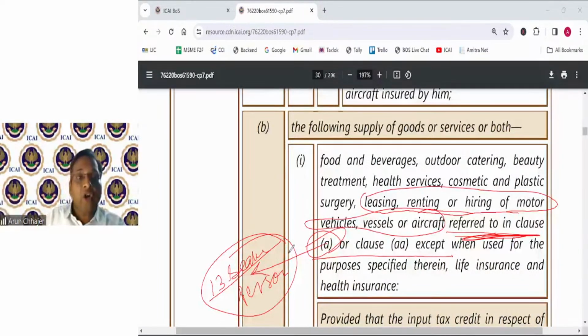Let's say I have not purchased it. I have taken it on rent. The truck I have taken on rent for my transportation of business goods. Can I take the ITC? 100% yes. Because leasing, renting or hiring is under the block category, but when will it be under the block category? If it is for the vehicle, vessel, aircraft referred to in clause A or clause AA.